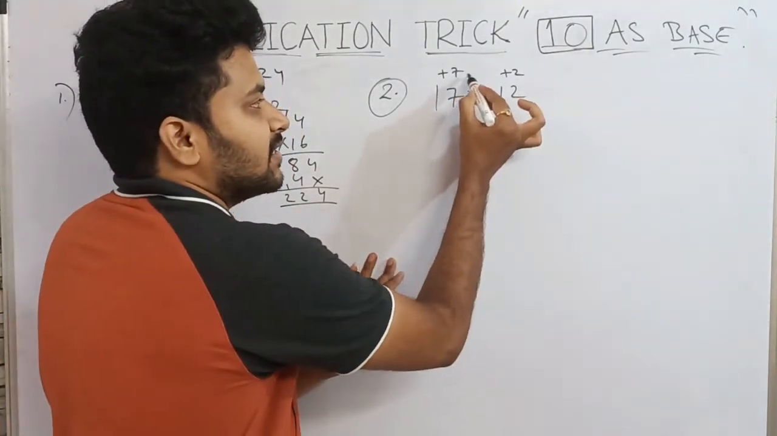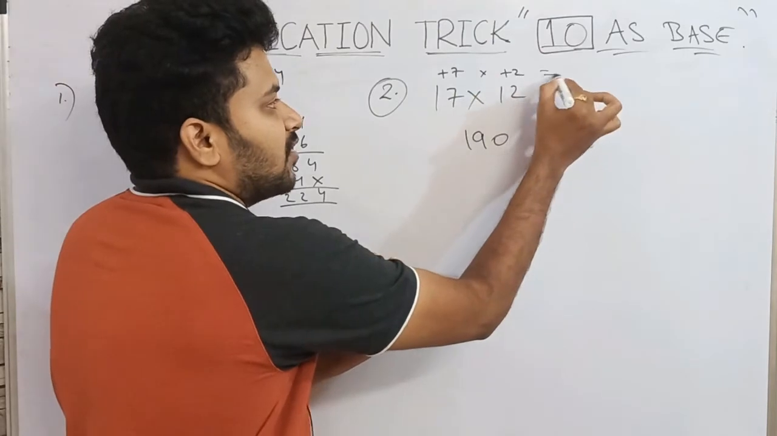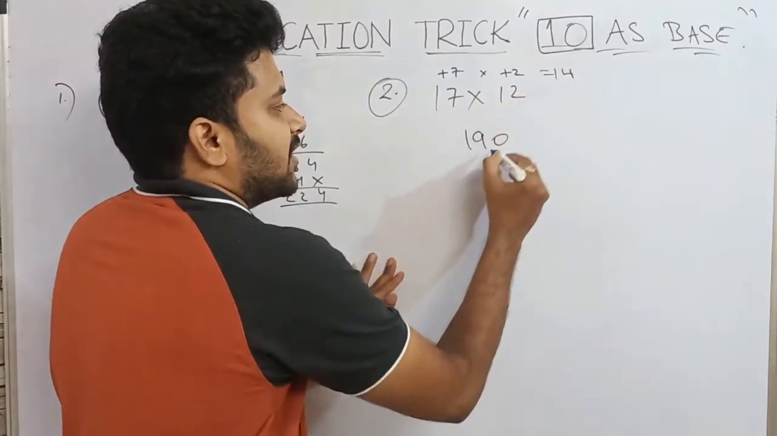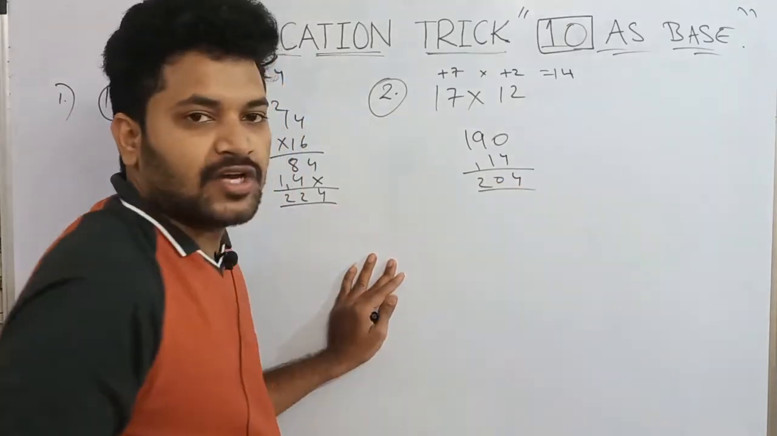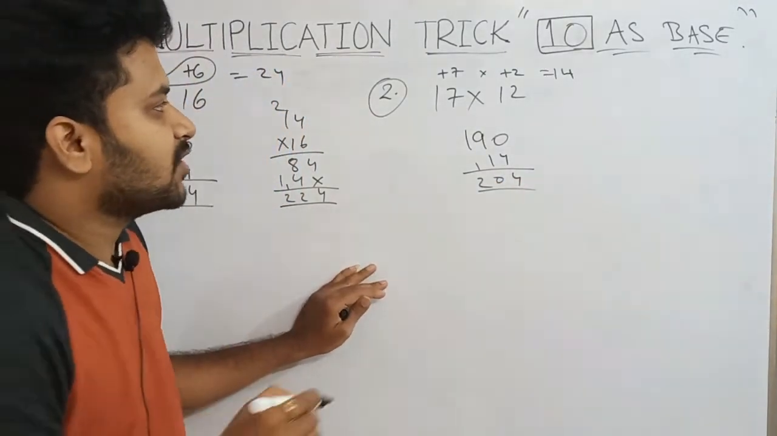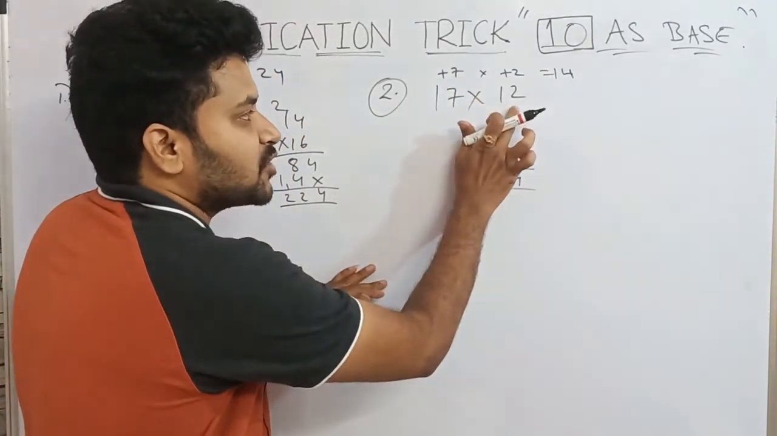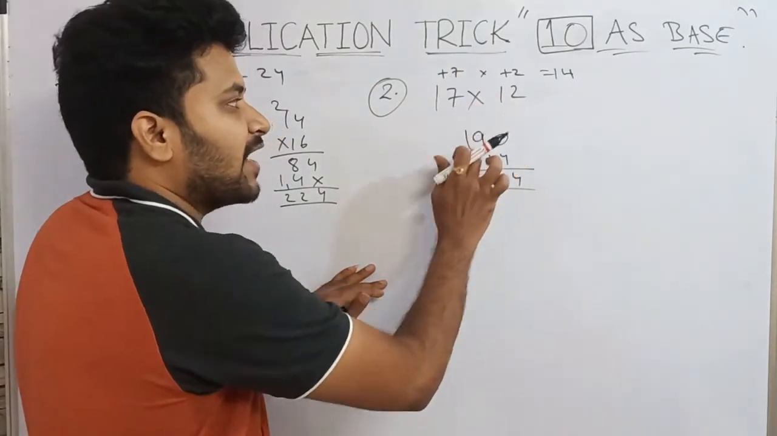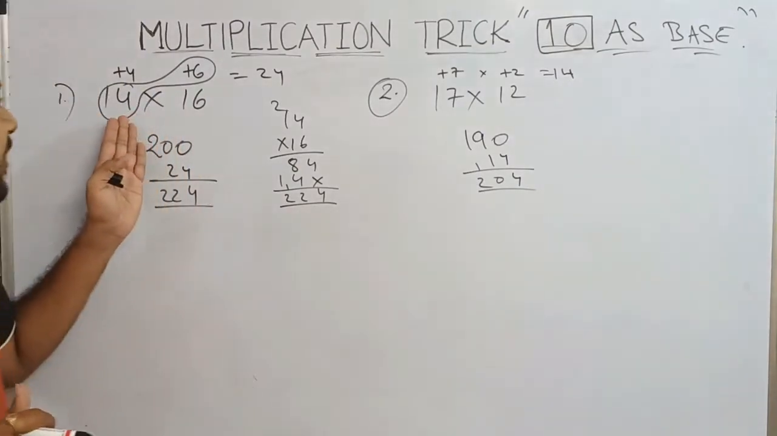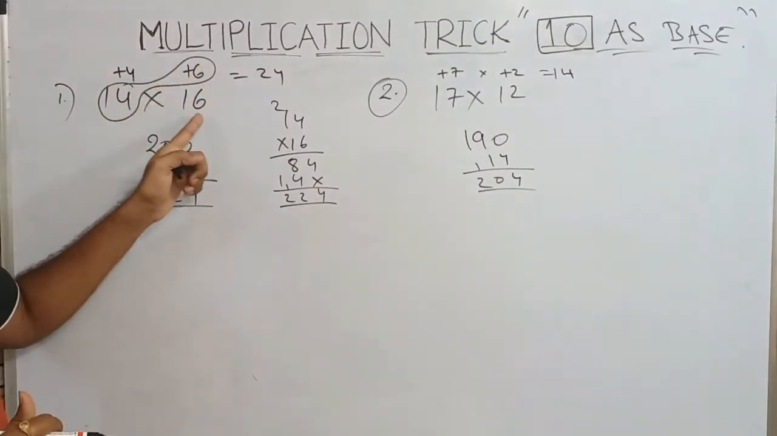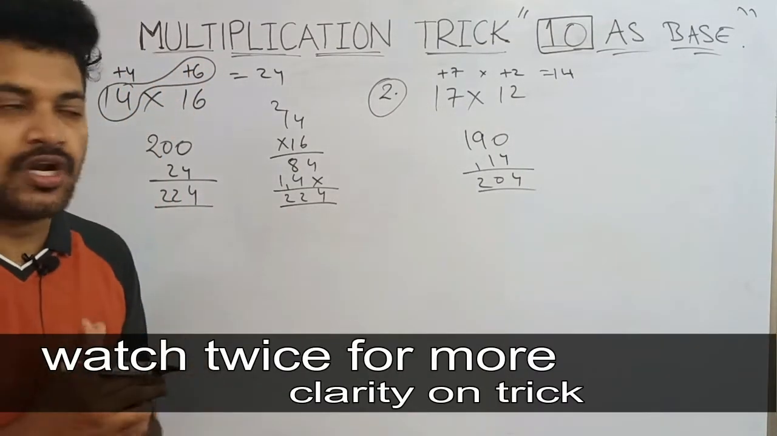And later you keep 2 sevens are 14. Just add that number here. So 4, and 204 is the answer. Here you should observe that 7 plus 12, if you add these two also, you will have 19. Same thing here: 14 plus 6 is 20 and 16 plus 4 is also 20. That you should observe here.